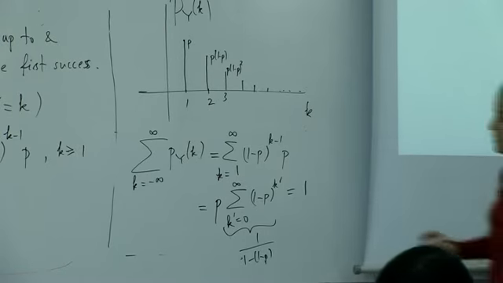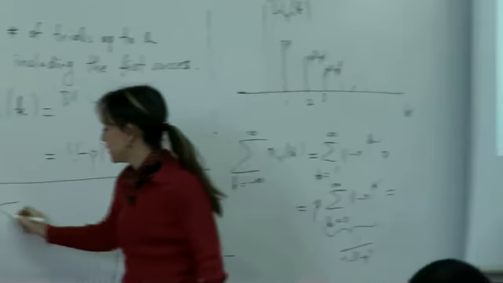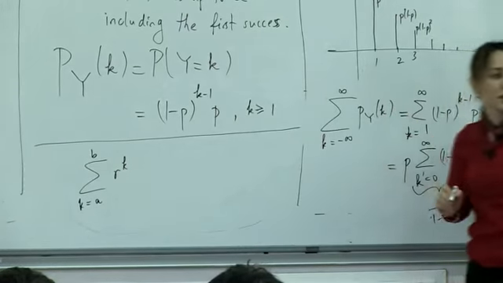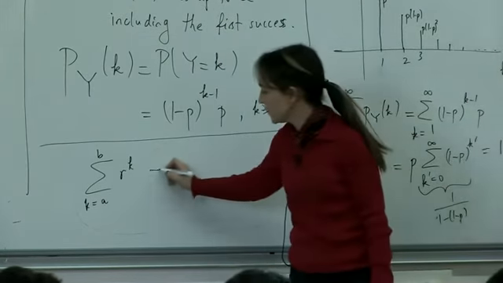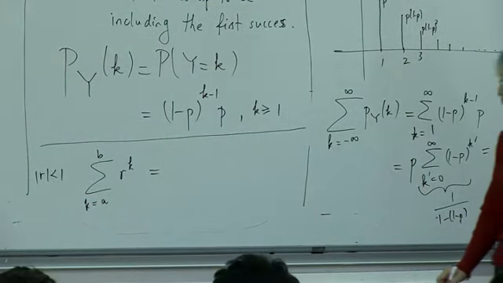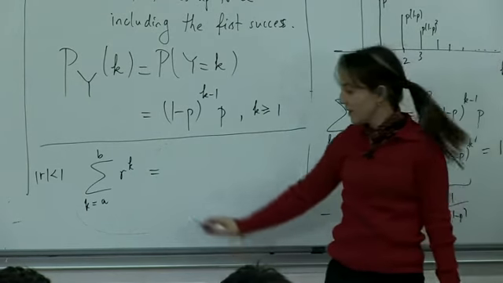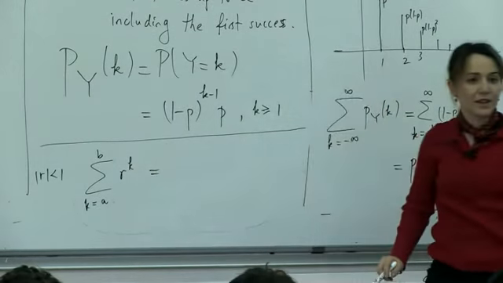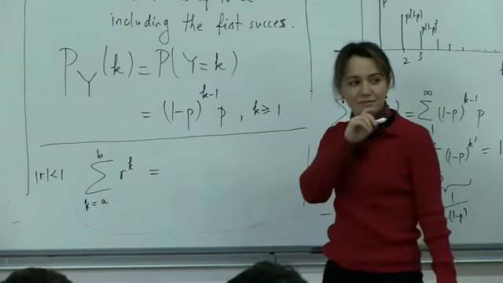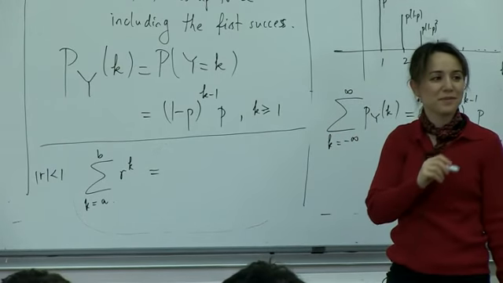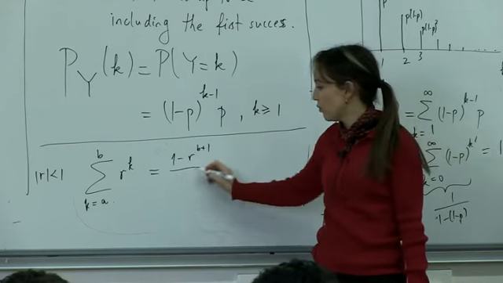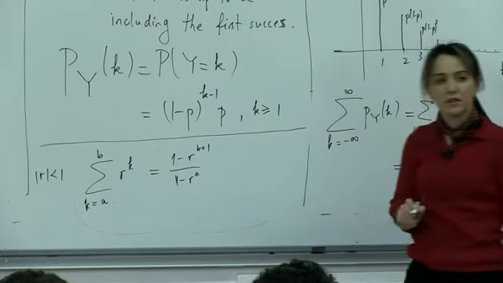Maybe a good idea to give a reminder about the sum of a geometric series in general. The sum of r to the k, k from a to b. Let's do this together. What is the result? Of course, r is less than 1 in magnitude. How about this: 1 minus r to the b plus 1 over 1 minus r to the a? Would this work? Let's check.